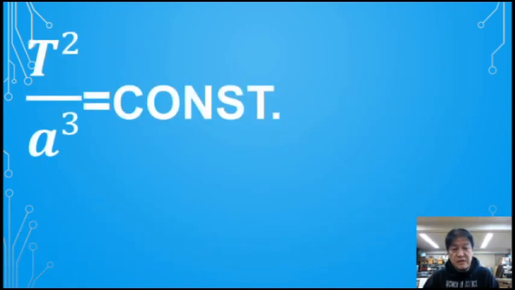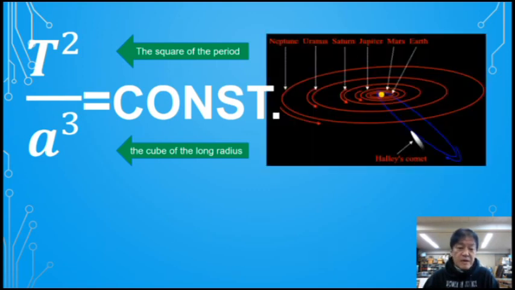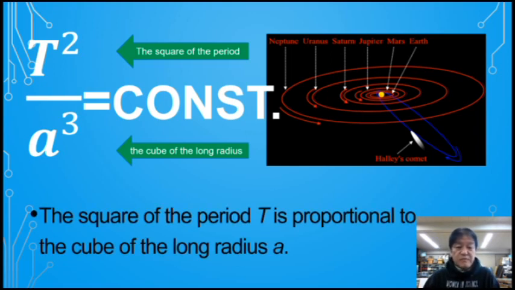Kepler's law of harmonies goes like this. The square of the period of a star orbiting around the Sun and the cube of the long radius are proportional to each other, because Earth, Mars, Jupiter, Saturn, and Halley's Comet orbit the Sun. He found that they have the same value.